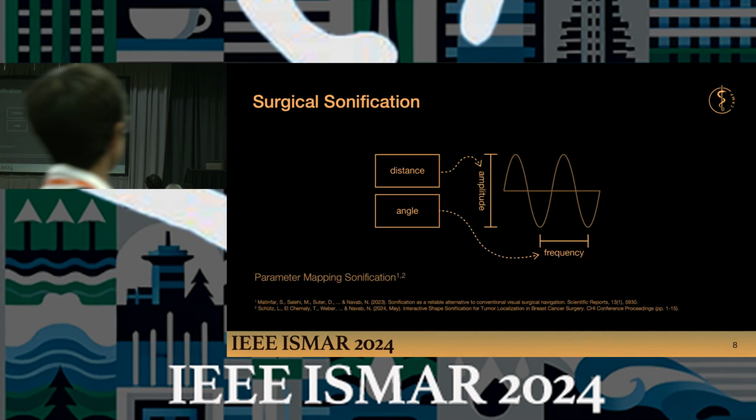The first of them is parameter mapping sonification, which is mostly used. Here, spatial parameters such as the distance between a tool and a target, or the angle of a tool in relation to a target trajectory, are then mapped to sound parameters like the amplitude or the frequency. This method, however, lacks in intuitiveness, because there's no causal relation between the sound that is produced and the actual tool-tissue interactions.